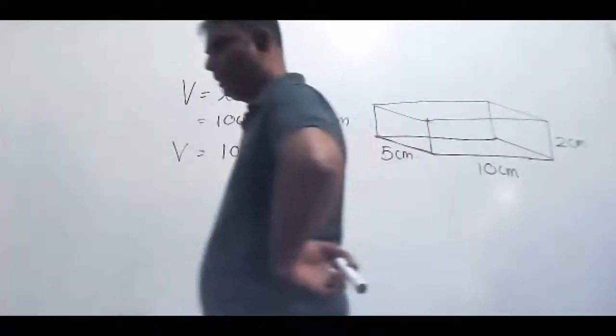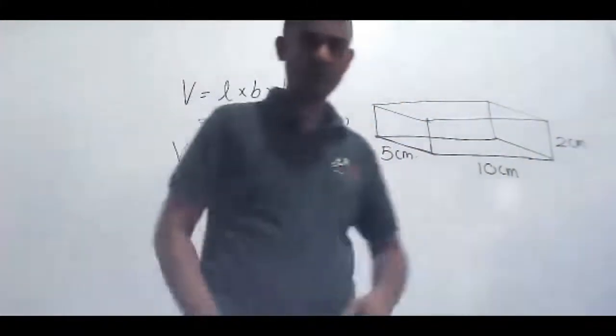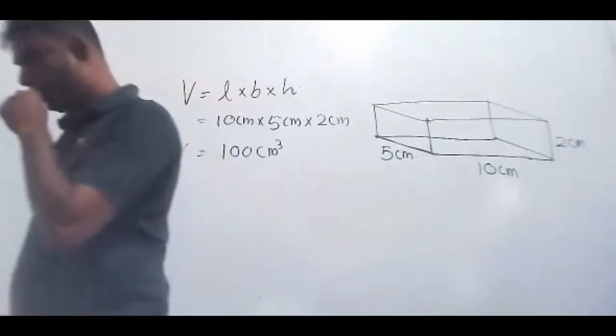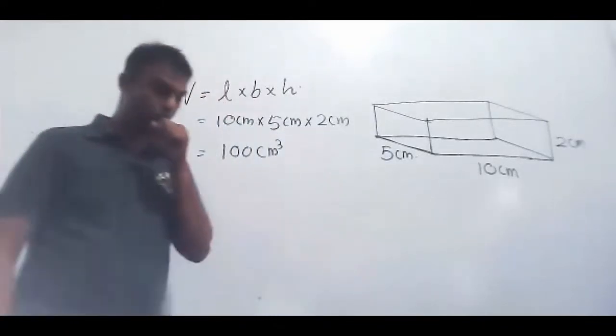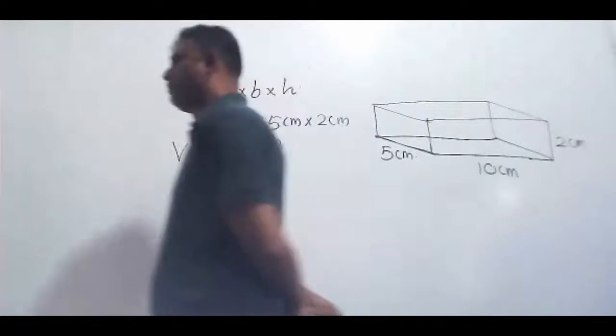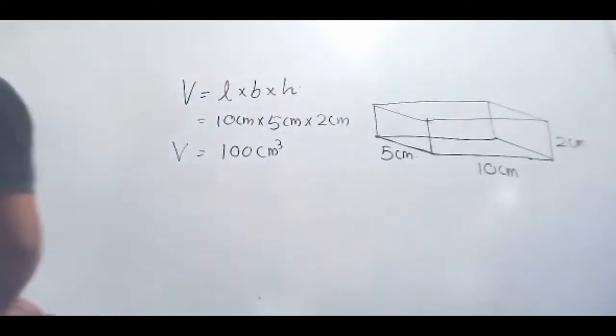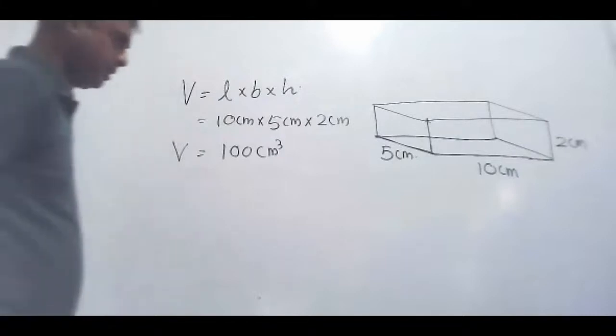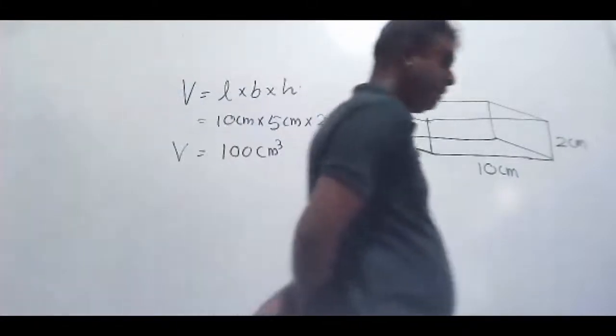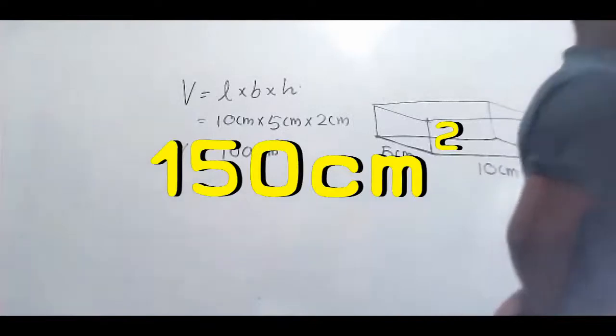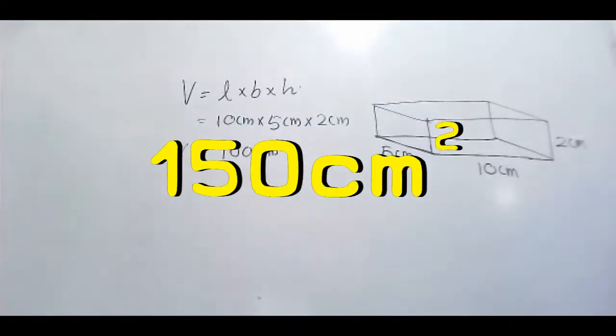Next example. Write down this example. The area of the cuboid is 150 square centimeters.